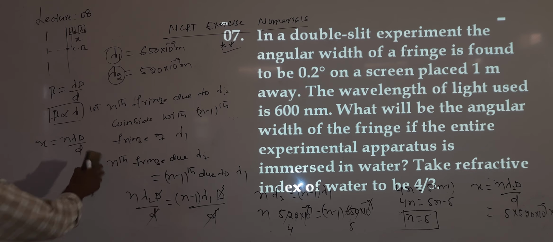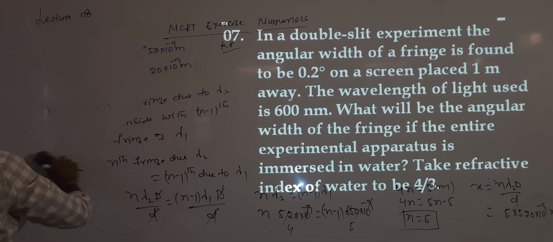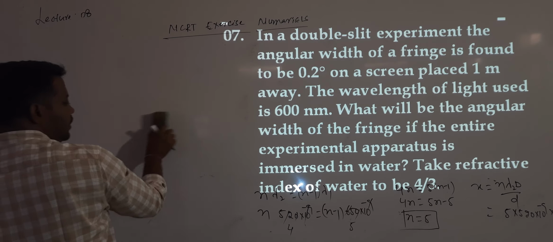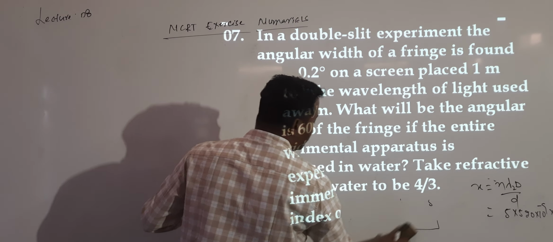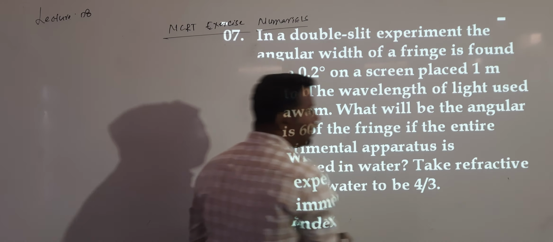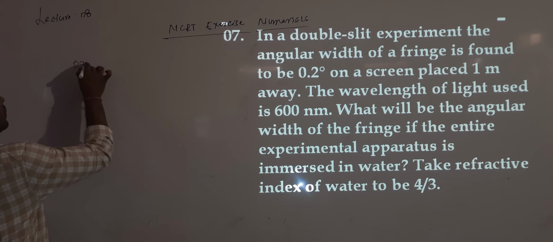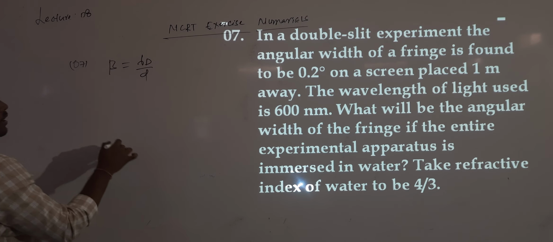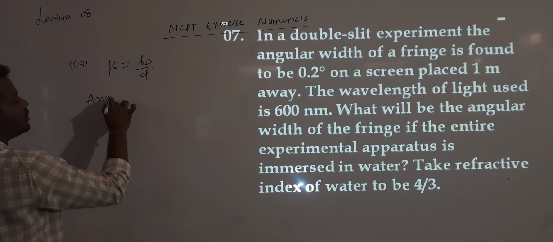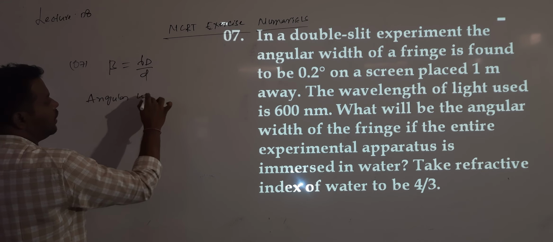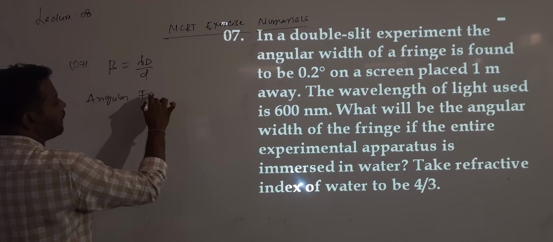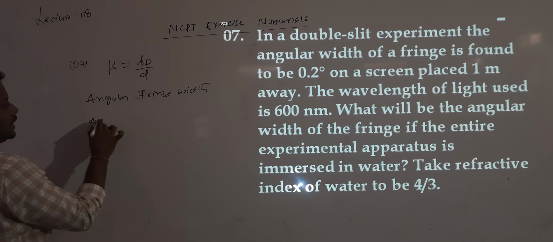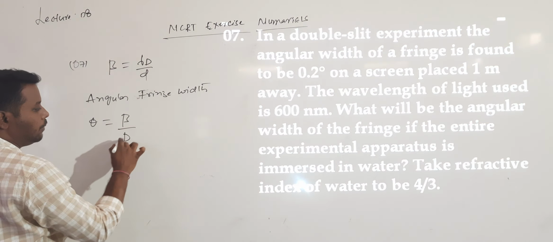Next. Question number 7. In a double slit experiment, angular width. What is the meaning of angular width? What is the fringe width formula? Beta is equal to lambda into capital D divided by small d. From this, the angular fringe width. What is the meaning of angular fringe width? Angular fringe width is represented by the symbol theta, which is equal to beta divided by capital D.